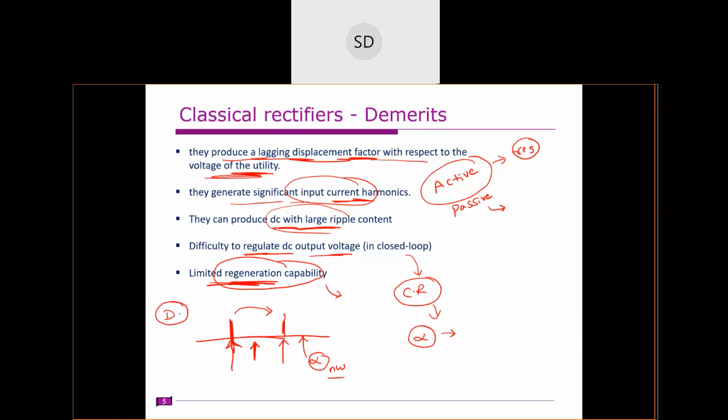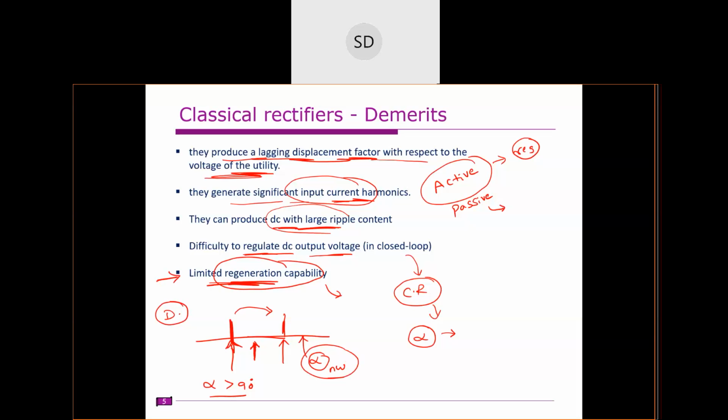Because the diode will not allow the current to conduct in both directions, and the voltage can't be made negative. But a controlled rectifier can do this to some extent. By operating with alpha greater than 90 degrees, it can work as an inverter. But again, its response will be slow, so its regenerative capability is limited.